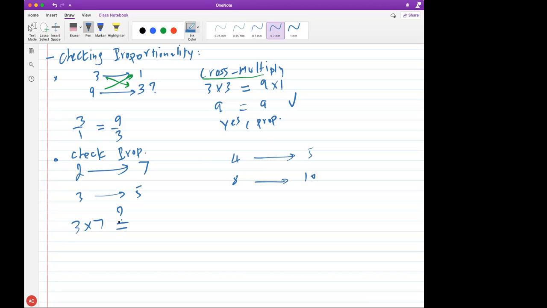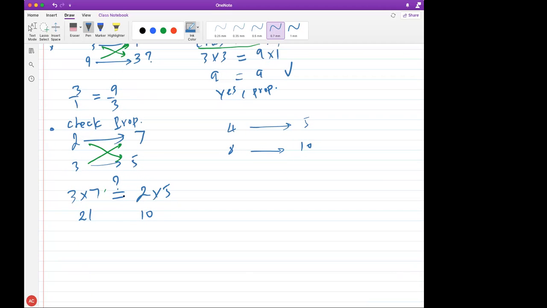21. We say, is it equal to what's the other multiplication? 5 times 2. That's right. So we did this one, and the other multiplication, 2 times 5. So times this and this, that's the cross multiplication. Okay. Are they proportional? So this is 21. This is 10. So what do you think about these ratios? They're not proportional. So what can we conclude about their proportionality?